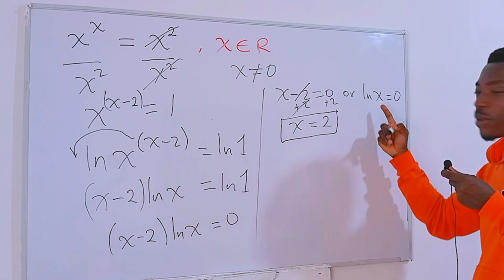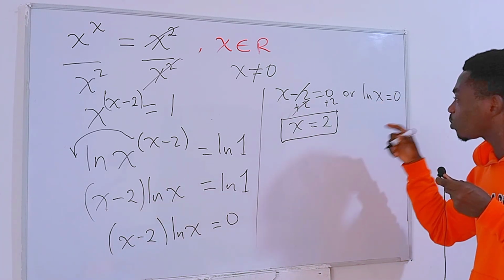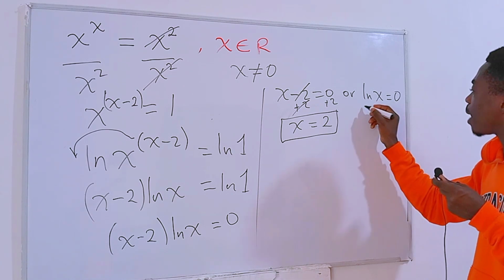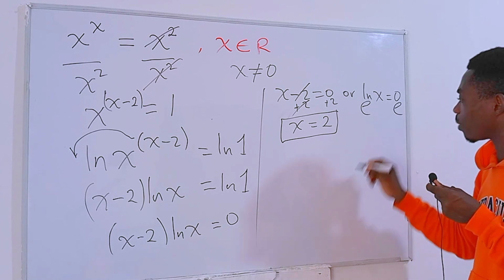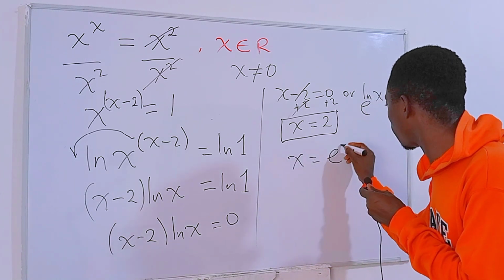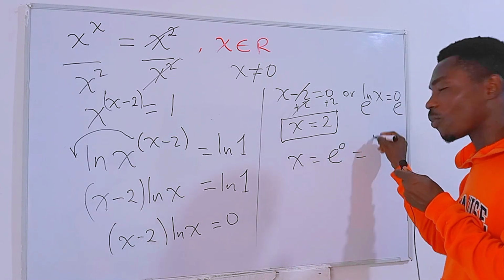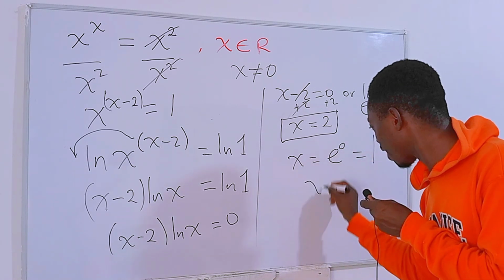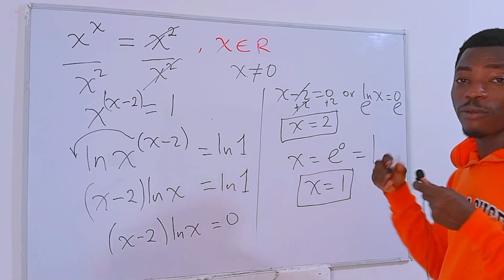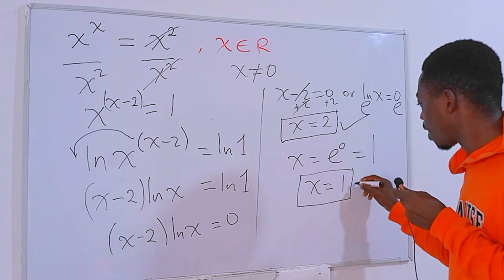And now from here we want to find only x. To do that, let's go ahead and get rid of this ln here by introducing e on each side of the equation, so that we will have x is equal to e to the power 0, which is 1. And the other solution to the problem is x is equal to 1. So we have two solutions in all, this and this.